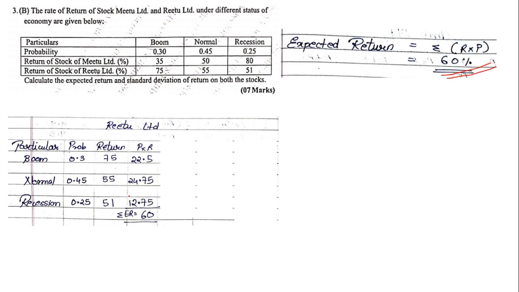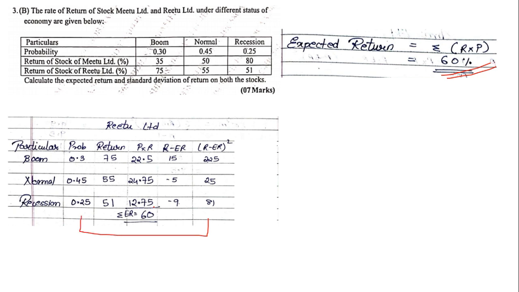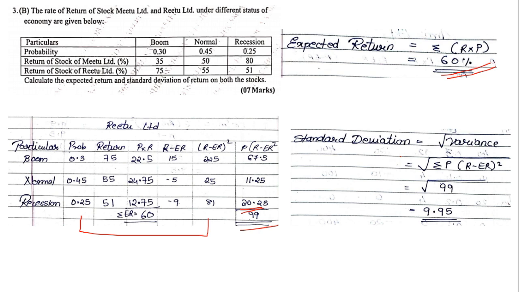Next is return minus expected: 75 minus 60, 55 minus 60 and 51 minus 60. We get 15, negative 5 and negative 9. Next, the squares of them. So 15 square is 225, negative 5 square is 25, 9 square is 81. Last step, whatever square into the probability, we get 67.5, 11.25 and 20.25. Total comes to 99. So variance is 99. Standard deviation is nothing but the root of variance. So 99's root is 9.95.